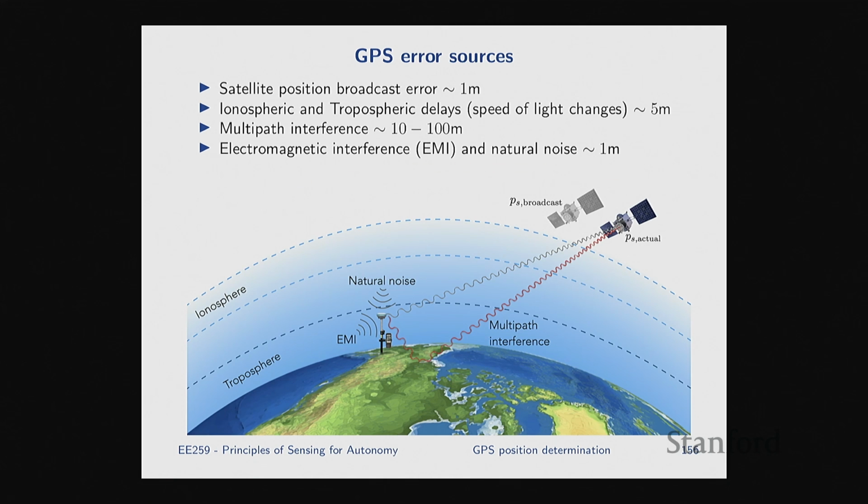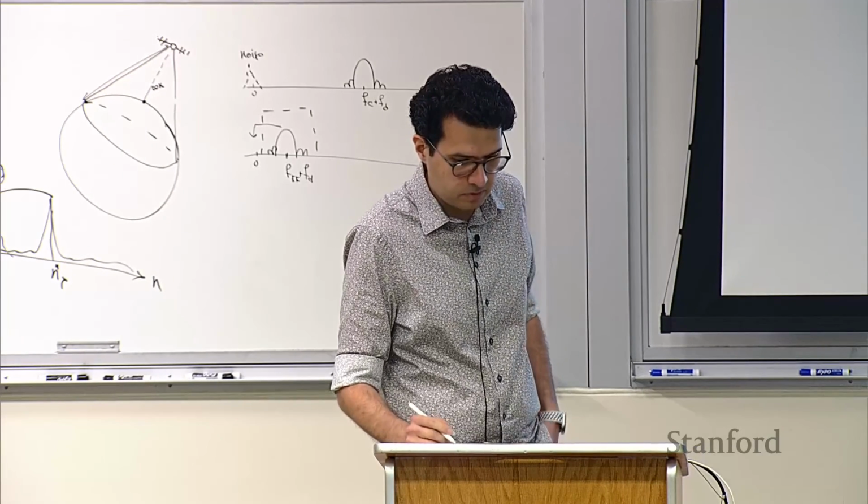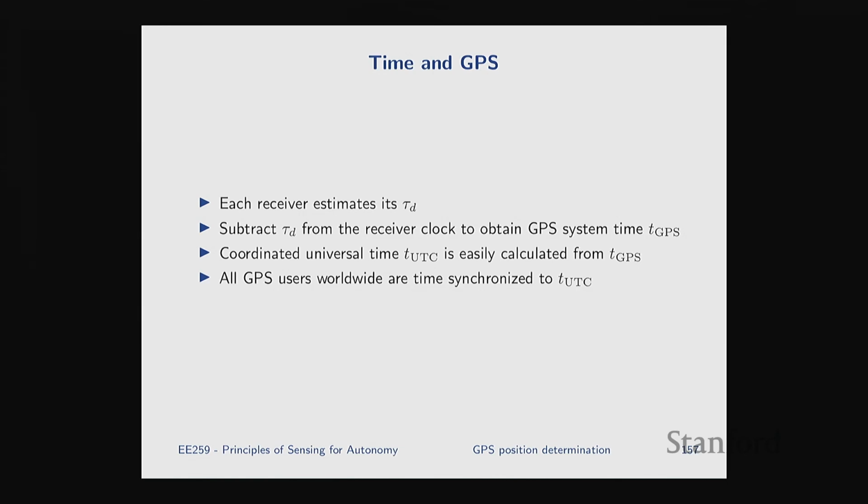And the final one is the interferences. There's always electromagnetic interference and natural noise in the environment that couples into the signals. Not a big deal, but it can cause up to a meter of inaccuracy. So all in all, you can have up to 100 meters of inaccuracy in the worst case, maybe a little more. But on average, GPS is reasonably accurate, and you get up to a meter or so.